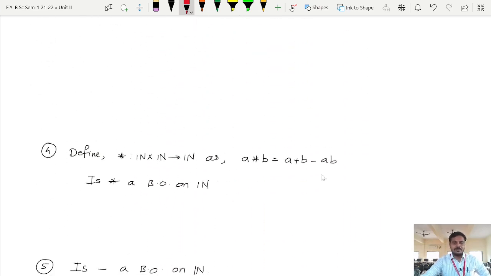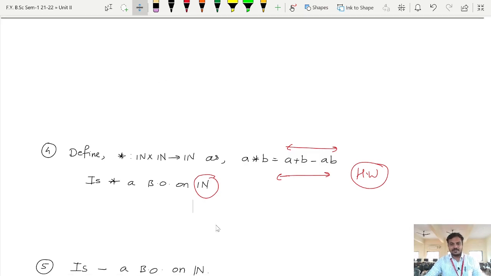So one more is there. Now remember that a binary operation cannot always be just addition or subtraction, it can be a combination of addition and subtraction as well. Now see how the binary operation is defined here. The binary operation is defined as a star b equals a plus b minus ab, and they are asking whether this star is a binary operation on the set of natural numbers or not.